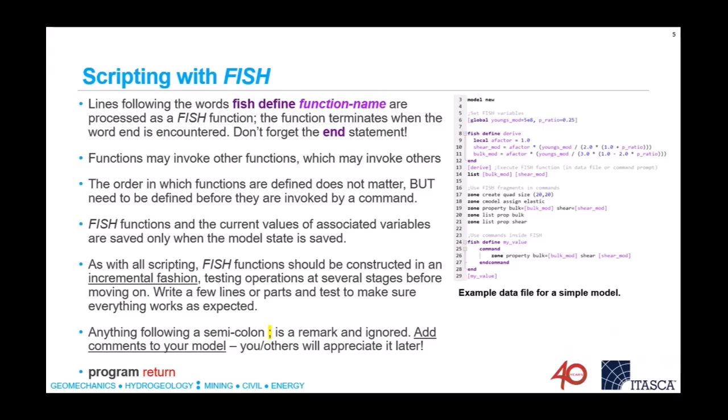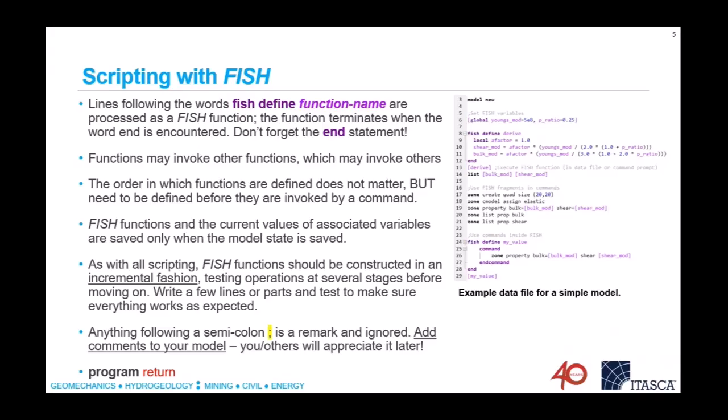Fish functions and the current values of associated variables are saved only when you save the model. So if you don't save a model state, but just save the project and close it down, you lose the current value of the fish variables or functions. You can simply rerun them, no problem. But generally speaking, we want to be saving periodically to capture and retain those values, especially if you're tracking a history.